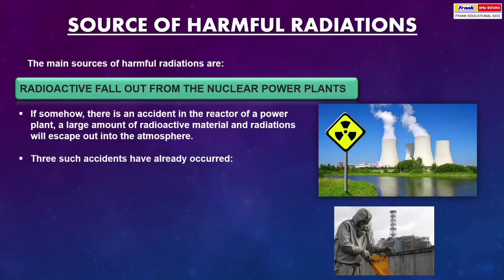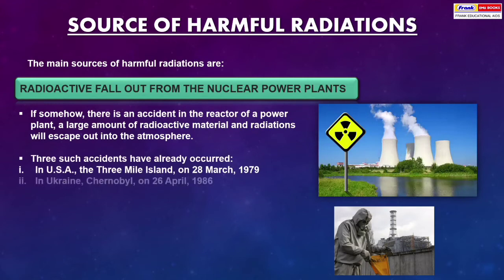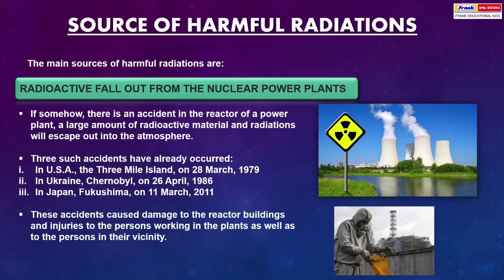Three such accidents have already occurred. First in USA, Three Mile Island on 28 March 1979. Second in Ukraine, Chernobyl on 26 April 1986. Third in Japan, Fukushima on 11th March 2011. These accidents caused damage to reactor buildings and injuries to the persons working in the plants as well as to the persons in their vicinity.